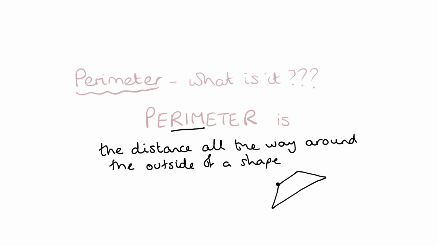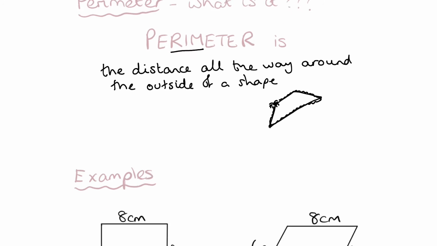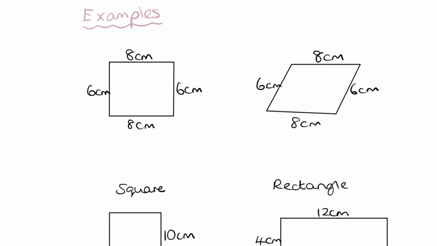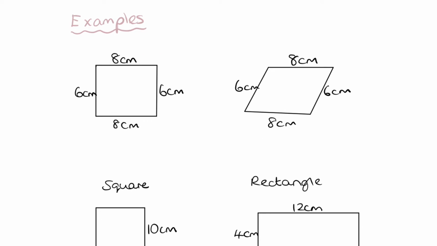imagine a spider starting at one corner of the shape and crawling all the way around it, back to where it started. Then the distance that it's travelled is the perimeter. Okay? So I'm going to have a look at some examples here. We'll work out some perimeters.